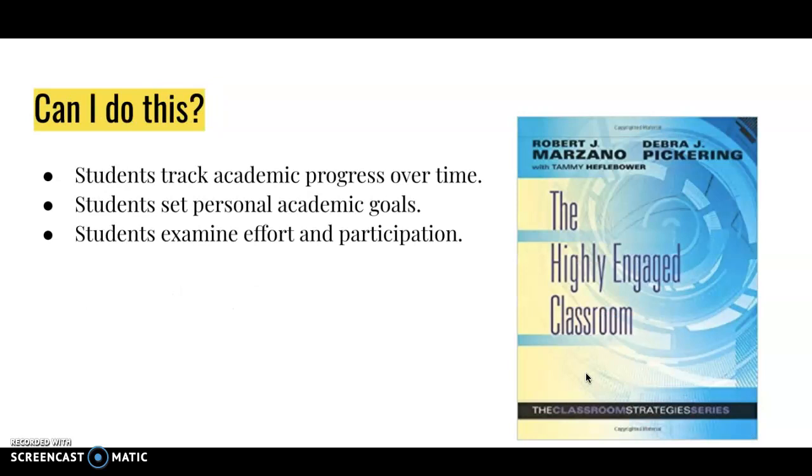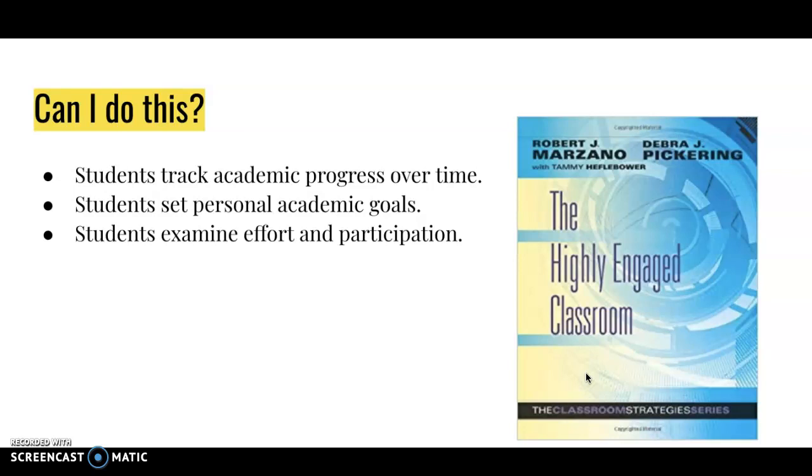So where did I get this information? I got this from the Marzano-Pickering book, The Highly Engaged Classroom. I highly recommend it. If you haven't read it, they reference 4 questions throughout the book. The 4 questions are, how do I feel and am I interested? If they answer positively to those questions, it means the teacher has the student's attention.